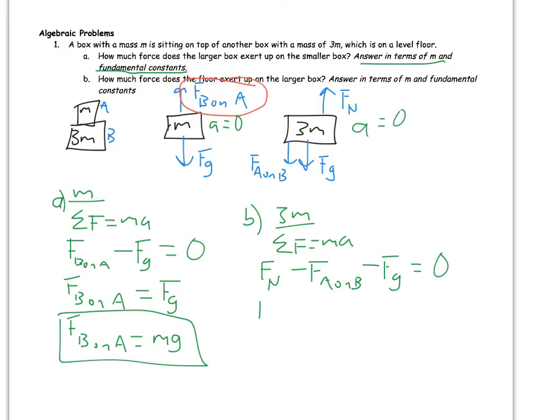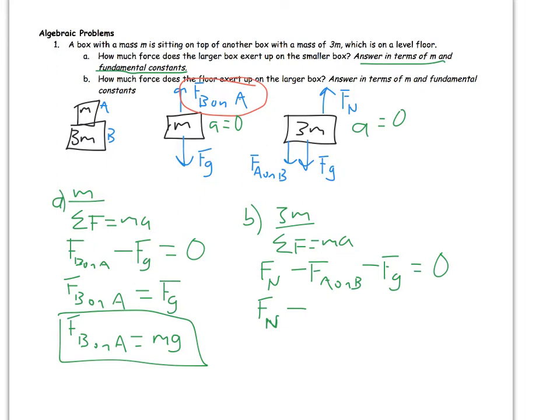So two substitutions I can make here. First of all, I know that this force here, the force of A on B, is the same as the force of B on A, and that goes back to Newton's third law. Those forces that the boxes exert on each other are equal and opposite. The opposite is the fact that they're in opposite directions, but the magnitudes of those forces are equal.